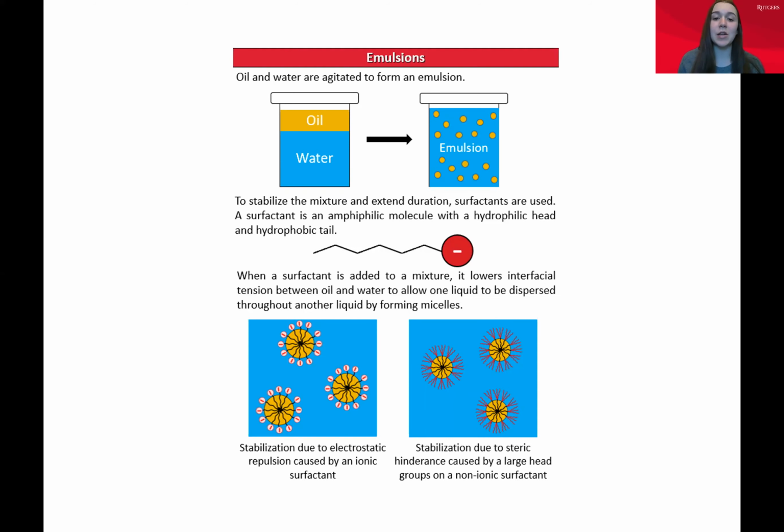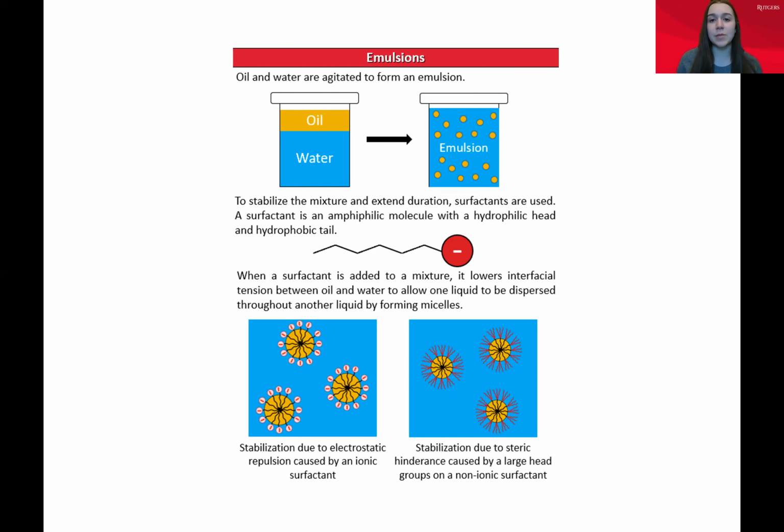And to stabilize an emulsion, typically surfactants are used. A surfactant is an amphiphilic molecule with a hydrophilic head group and a hydrophobic tail group, pictured below. And when a surfactant is added to a mixture, it lowers the interfacial tension between the oil and water layers, and that's what allows the oil to become finely dispersed within the water.